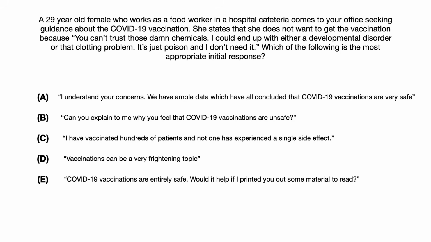So let's get started. A 29-year-old female who works as a food worker in a hospital cafeteria comes to your office seeking guidance about the COVID-19 vaccine. She states that she does not want to get the vaccine because, quote, "You can't trust those damn chemicals. I could end up with either a developmental disorder or that clotting problem. It's just poison and I don't need it," end quote. Which of the following is the most appropriate initial response?